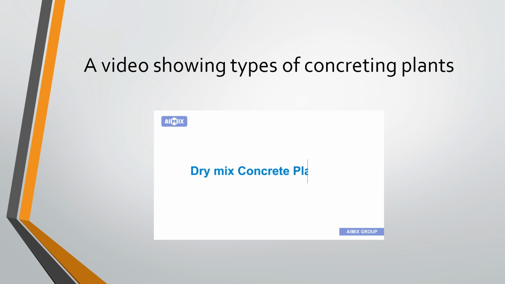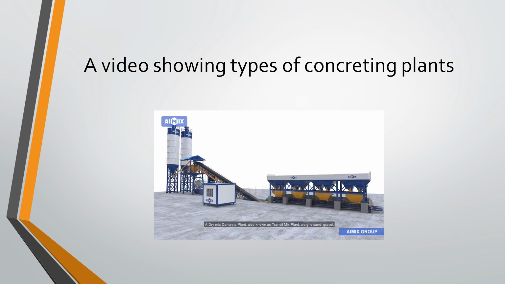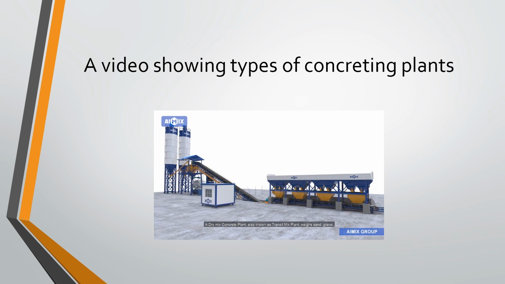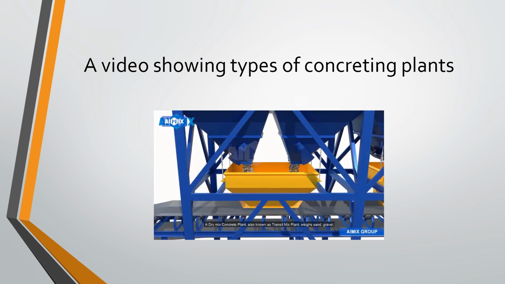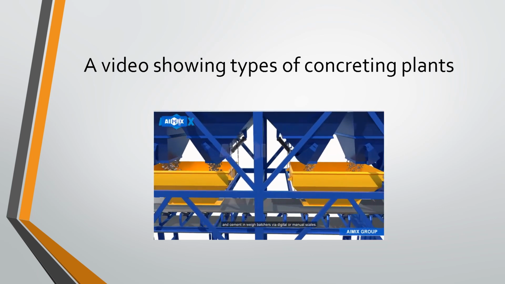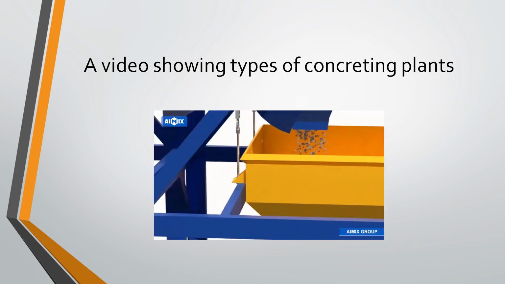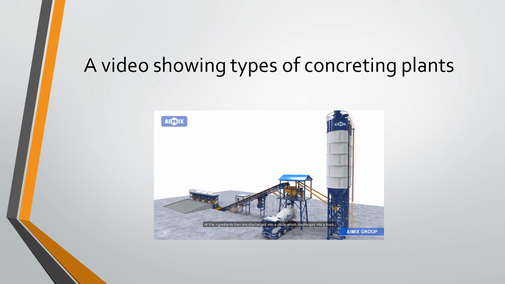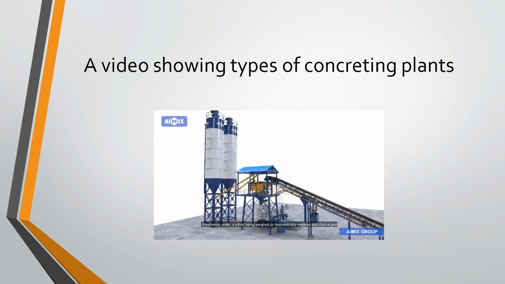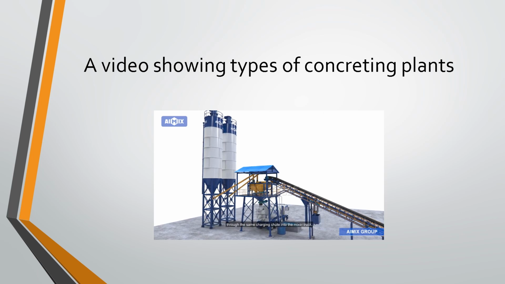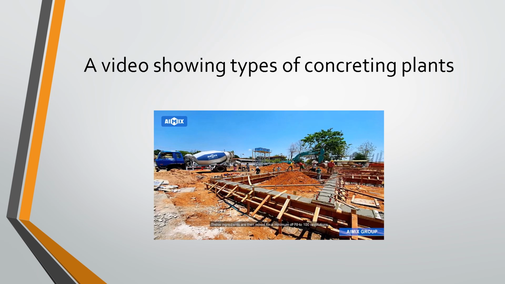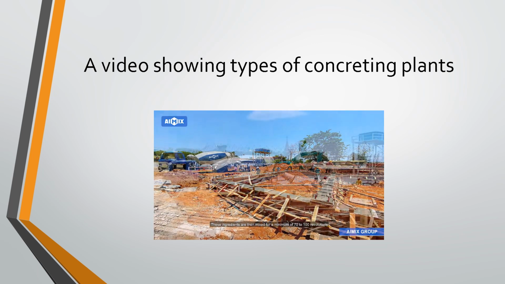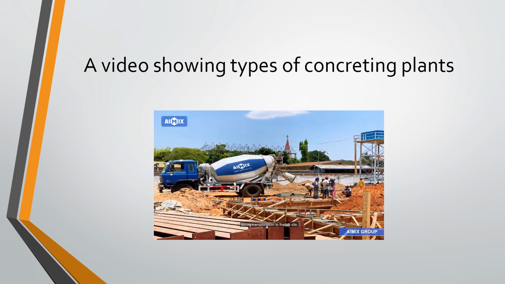Dry mix concrete plant. A dry mix concrete plant, also known as transit mix plant, weighs sand, gravel, and cement in weight batchers via digital or manual scales. All the ingredients then are discharged into a chute which discharges into a truck. Meanwhile, water is either being weighed or volumetrically metered and discharged through the same charging chute into the mixer truck. These ingredients are then mixed for a minimum of 70 to 100 revolutions during transportation to the job site.